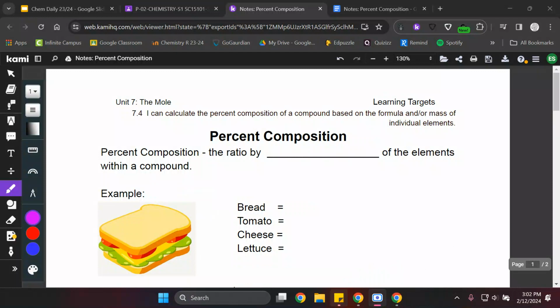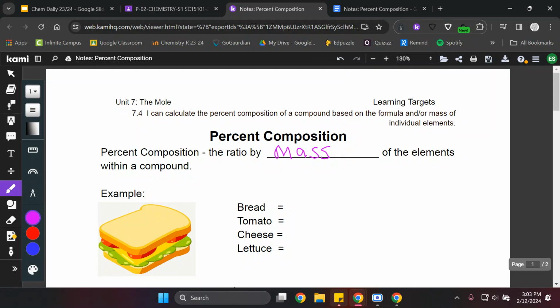Today we're going to be looking at percent composition, which by definition is the ratio by mass, so by how much weight, of the elements within a compound. So we're going to be calculating percents here using the mass of different elements within a compound. And from those masses that we are either given or we can calculate, we can determine the percent of that element that makes up a whole compound.